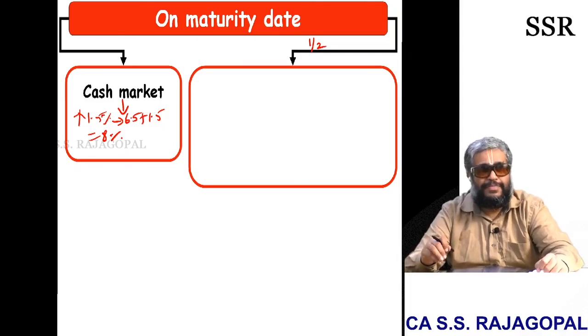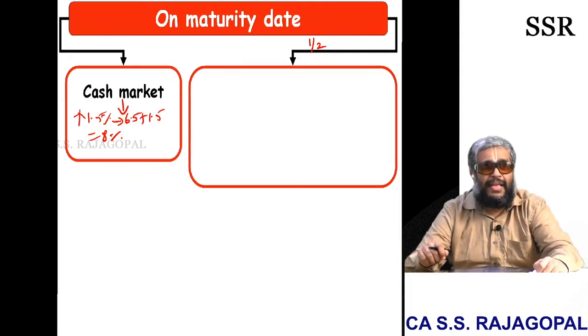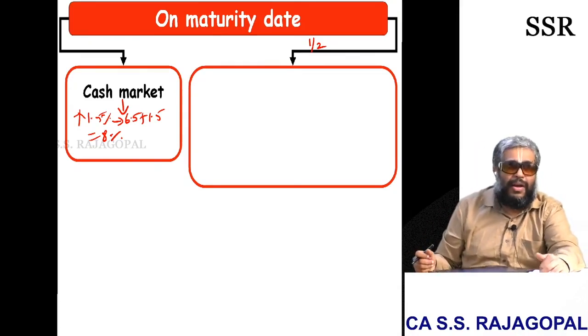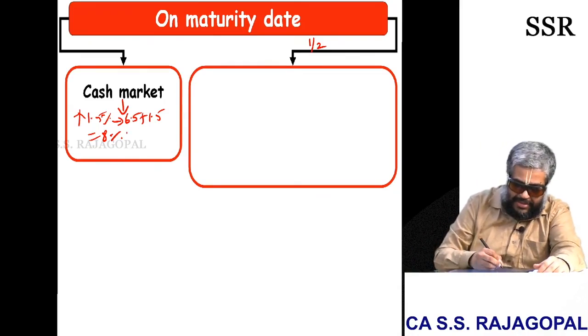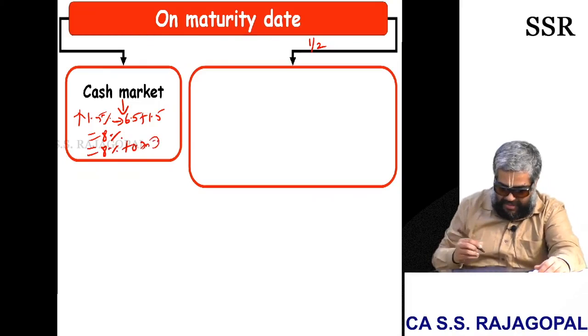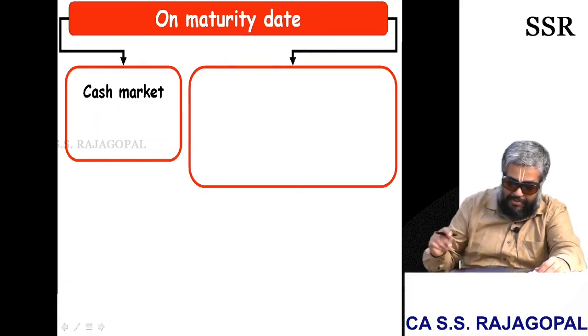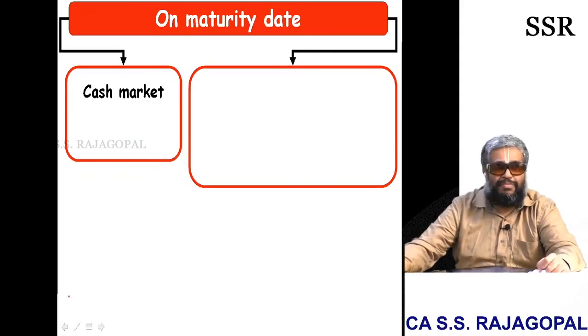Can you write it? The company will now borrow at LIBOR plus 0.75%, which is equal to 8% plus 0.75%, which is equal to 8.75%.